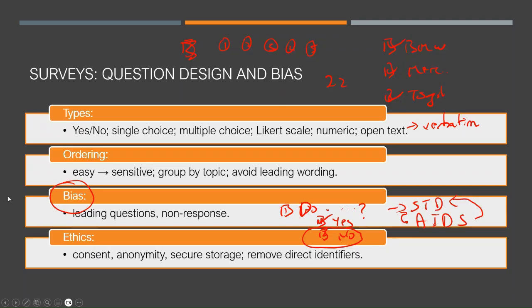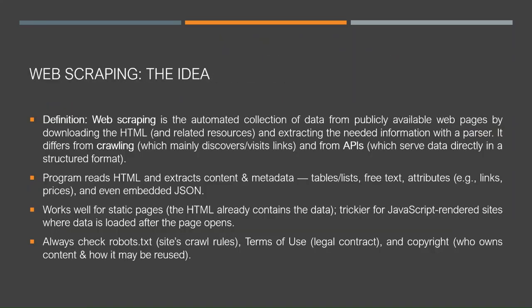So what are we going to do next? Now we are going to talk about web scraping. What is web scraping? Now, you will see here the definition that I've set here, that web scraping is the automated collection of data from publicly available web pages by downloading the HTML and related resources and extracting the needed information with a parser. It differs from crawling, which mainly discovers or visits links, and from APIs, which serve data directly in a structured format.